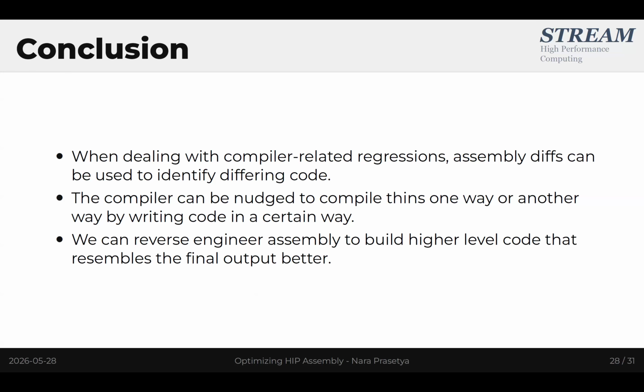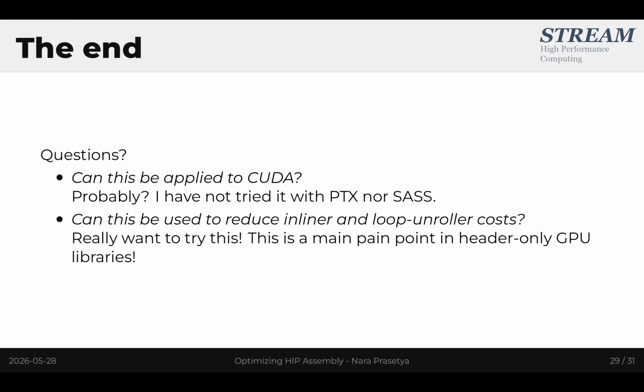So for conclusion, when dealing with compiler-related regressions, you can use the assembly to identify differing ways of generating the code, and you can deal with that by touching up the higher level code. And if you reverse engineer the actual assembly, you can reduce some of the workload of the compiler to get that better output. Yeah, this was it.